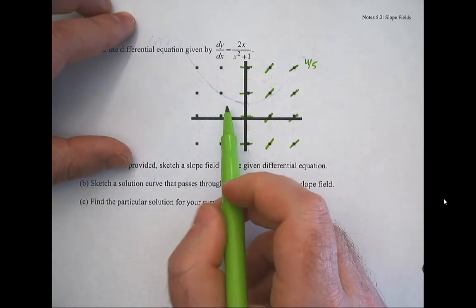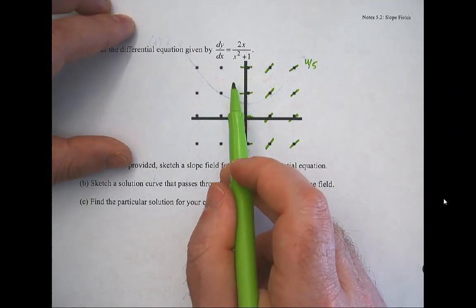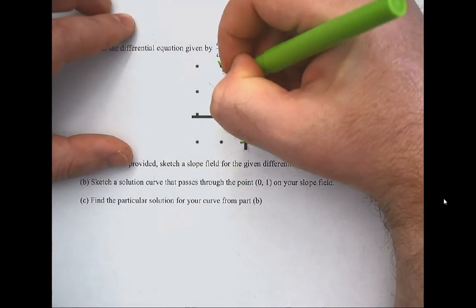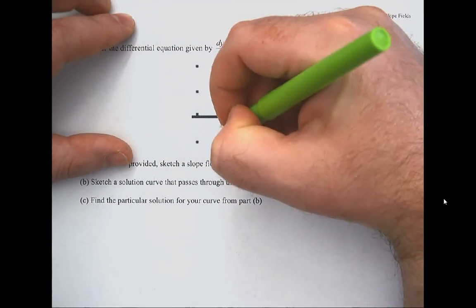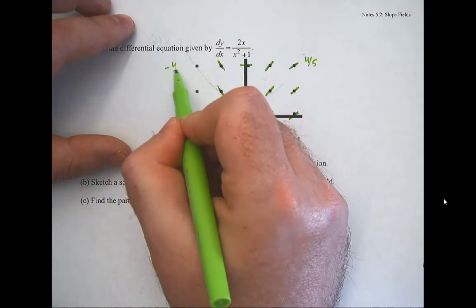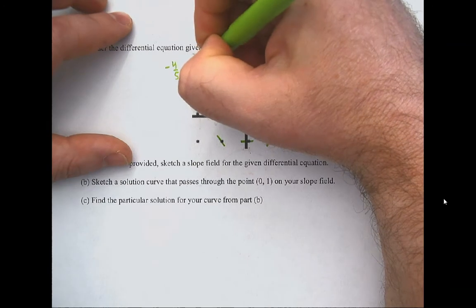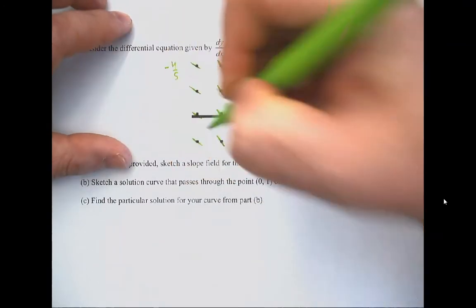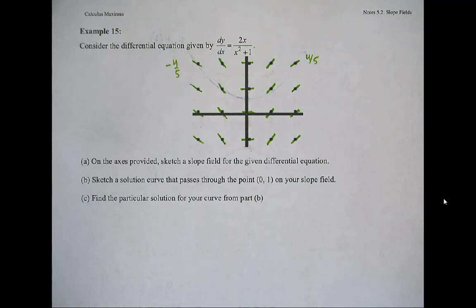Then we put in -1. So that's -1. Put in -2, so that's -4/5. So it should be a little bit less steep than 1. Something like that. On the axis provided, sketch the slope field. Done. Sketch a solution curve through 0, 1 on your slope field.